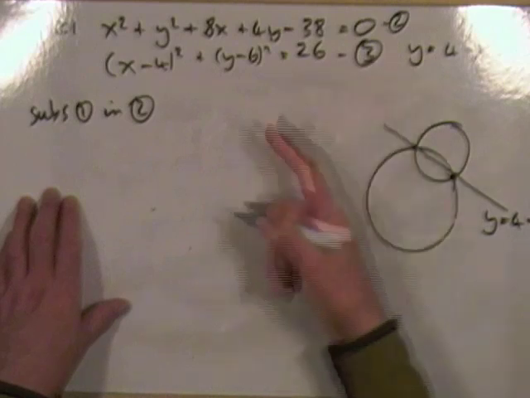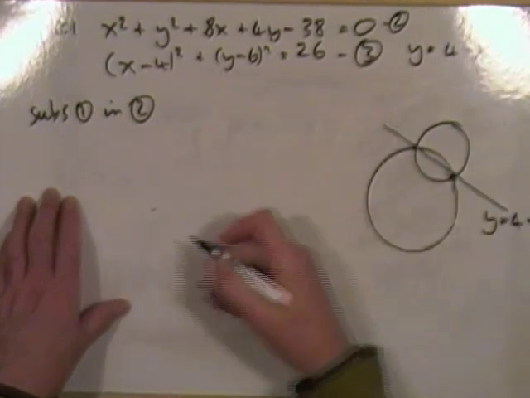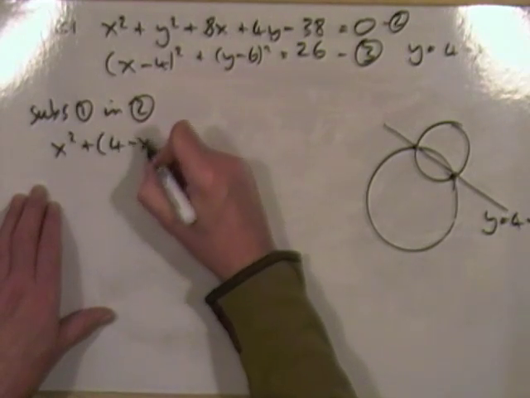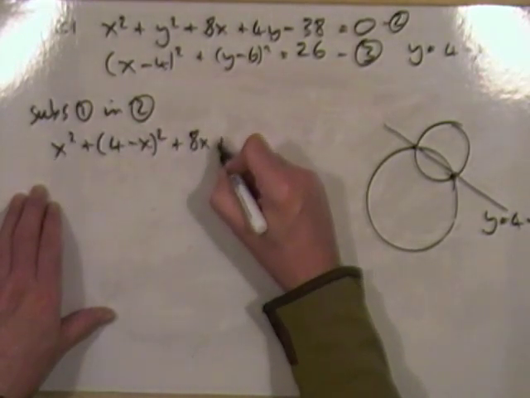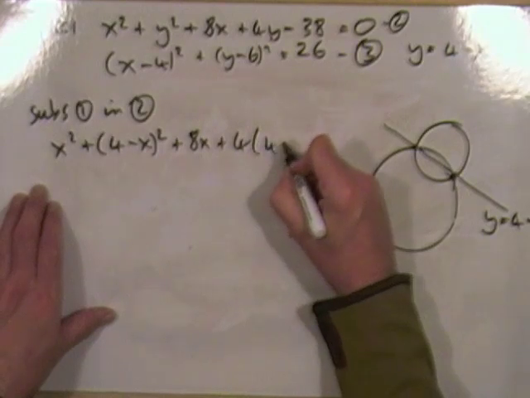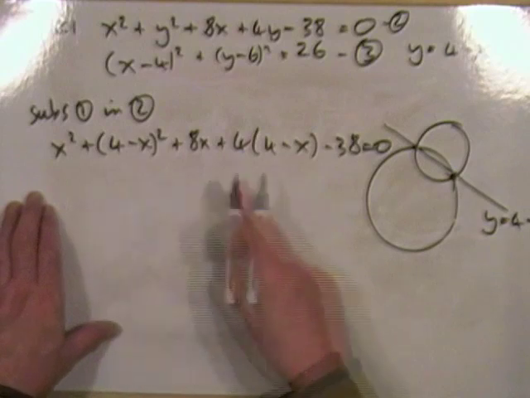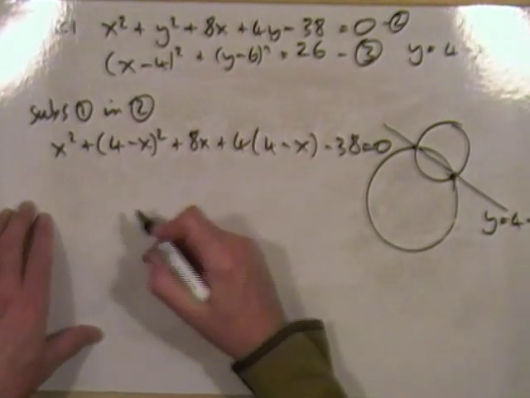So I'm going to rewrite the first equation, only whenever I see y, I write 4 minus x. So I'm going to have x squared plus, instead of y, 4 minus x, plus 8x plus 4 times, instead of y, 4 minus x, minus 38 equals 0. And that's just going to be a quadratic. So I'll multiply that lot out.